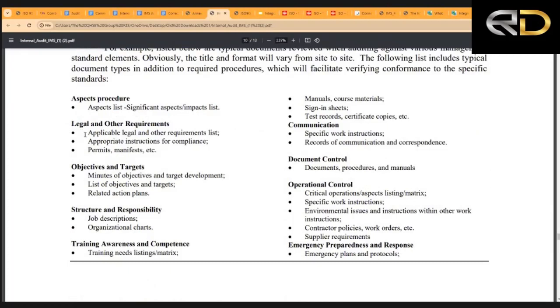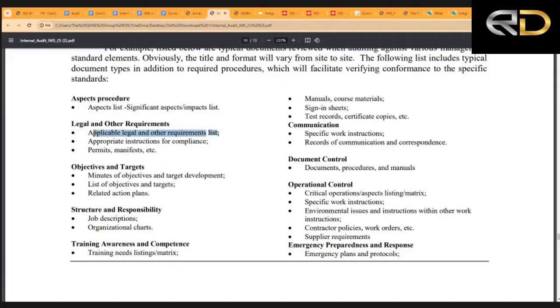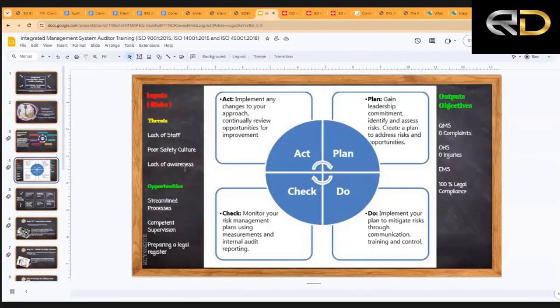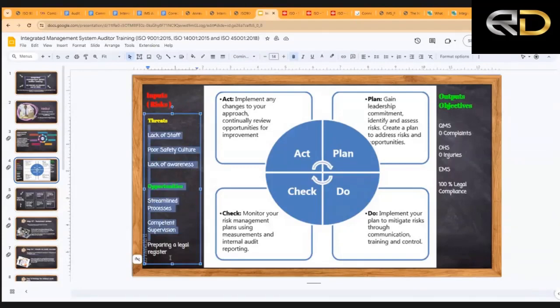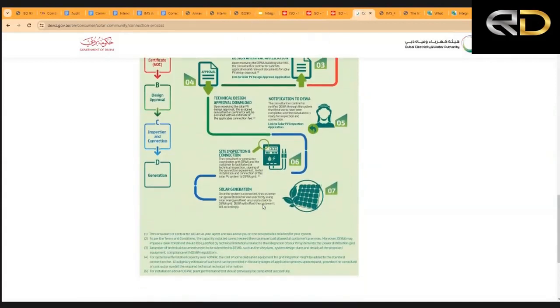For example, in this webinar, if I'm going to ask all of you, can you give me a list of your legal and other requirements? You are going to see that all of you who are attending these webinars have different lists of legal requirements. Some of you are in aviation, some of you are in construction, some in logistics, operations, and so on. So that information is also going to help me understand what exactly are the threats and opportunities that you might be having in your processes.